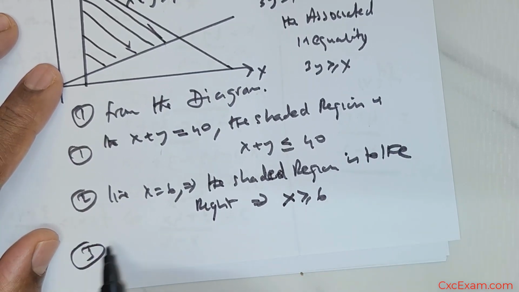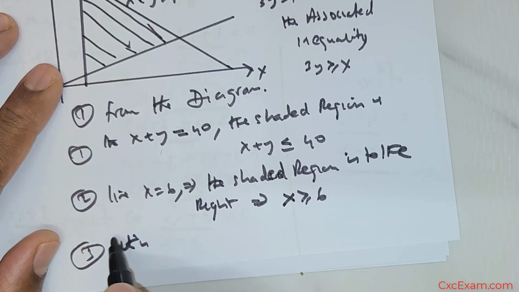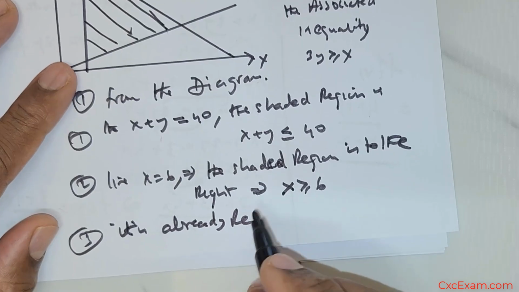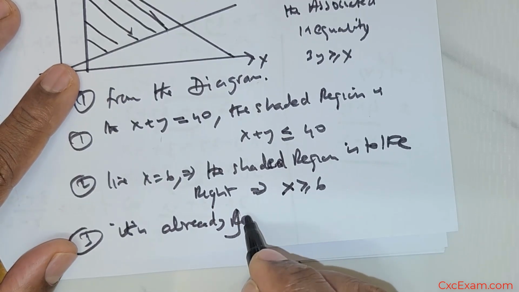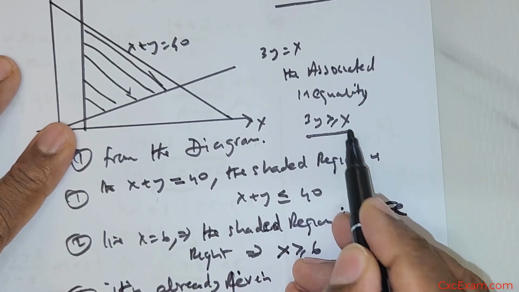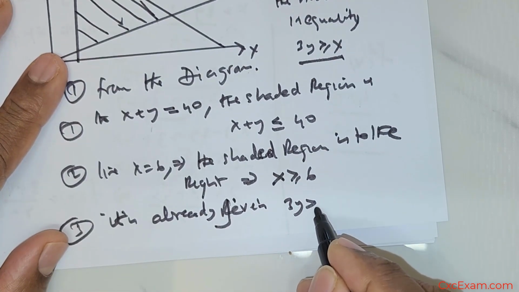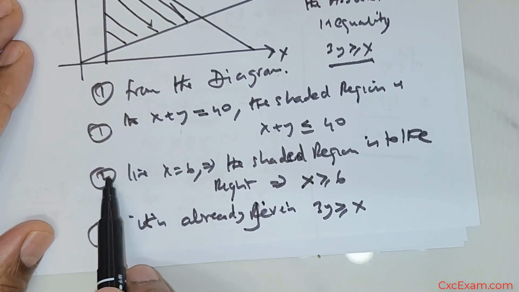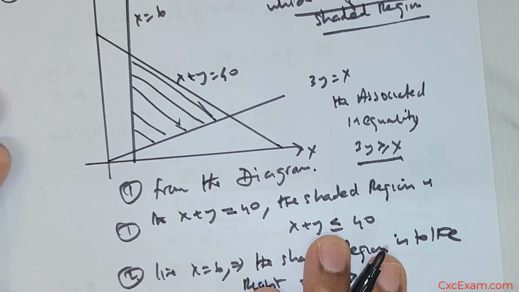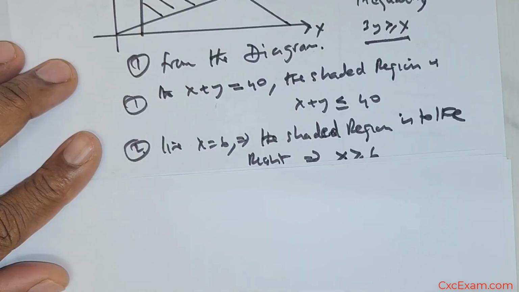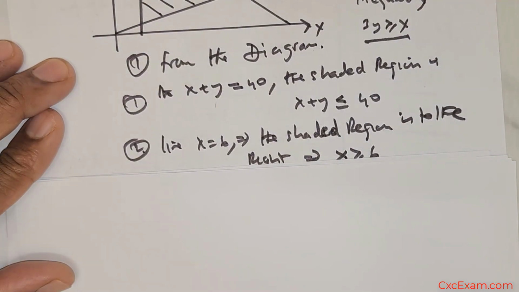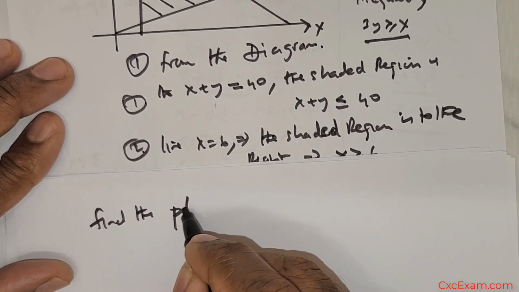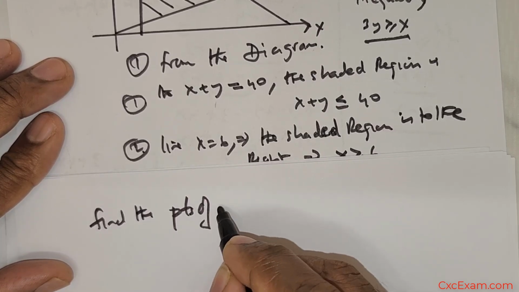Now of course the third inequality is already given, that 3y ≥ x. So point 1, point 2, point 3. So that is the solution for the first part of the question. So we have the second part, that is find the points of intersection.